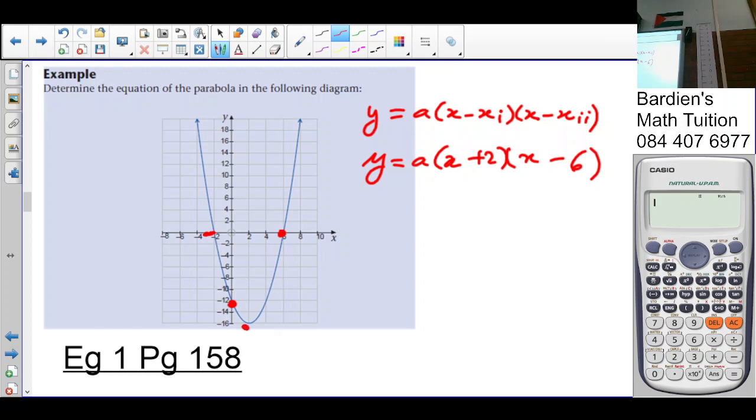Otherwise I could have gone with that turning point there, or I could have read that point off there, or many other points I could have read off this graph. But in this case I'm going to take 0 and negative 12. So at this point, you're going to substitute 0 and negative 12. Do the substitution into the formula, and then you solve for a. Alright?